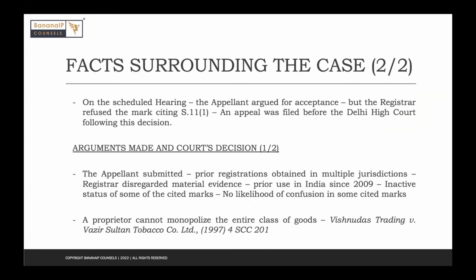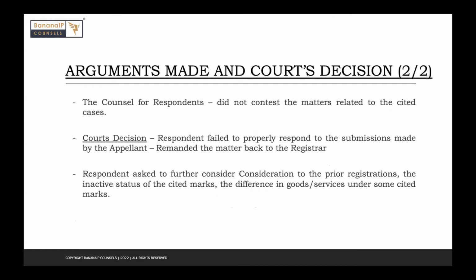The applicant further cited the case Vishnudas Trading Company versus Wazir Sultan Tobacco Company Limited and submitted that a proprietor cannot monopolize the entire class of goods. Following these submissions, the court sought any arguments from the respondents in this regard, but the counsel for the respondent did not contest the matters related to the cited cases at all.